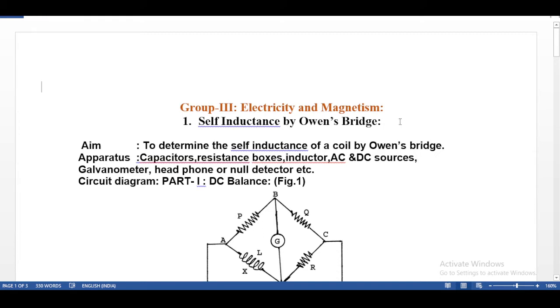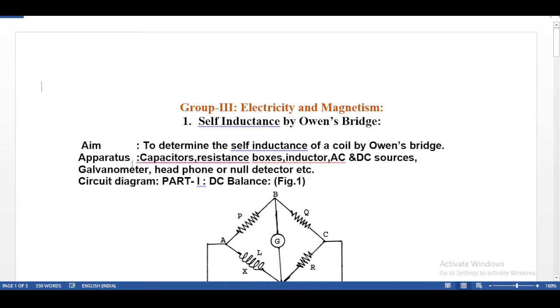As you know, there are different bridges for our study in electricity. From that, we study here Owen's bridge for the determination of self-inductance of a given inductor coil or inductance coil. Now, the aim is to determine the self-inductance of a coil by the Owen's bridge method.